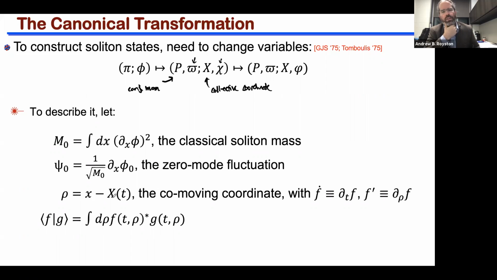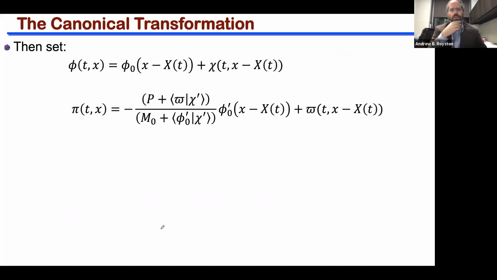Rho is the notation for the co-moving coordinate, little x minus big X of t. So we'll use dots to denote t derivatives and primes to denote rho derivatives. And then the single bracket notation is being used for the standard inner product here on rho. So with that, here is the canonical transformation.